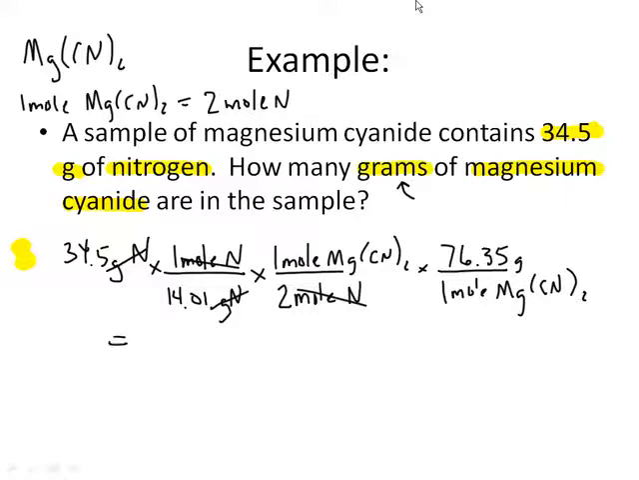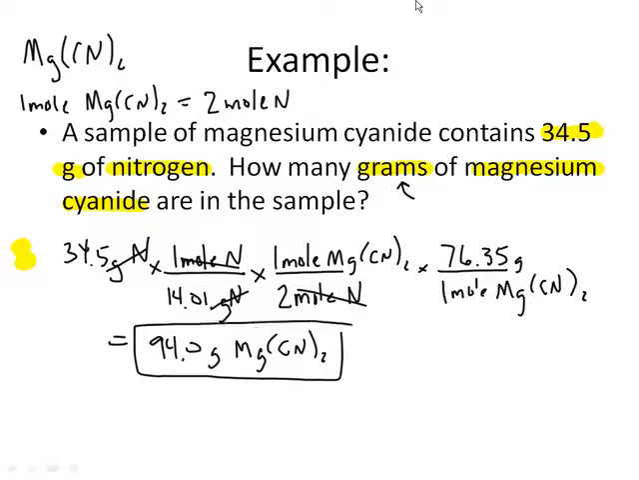And so then to solve this, take my 34.5, divide by 14.01, divide by 2, and multiply by 76.35, which gives me 94.0 grams MgCN2, which makes sense. If the sample contained 34.5 grams of nitrogen, then the entire sample should be larger, which my answer is, which is good. Okay.